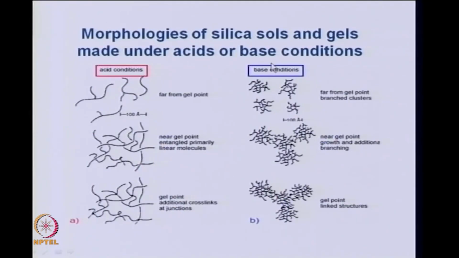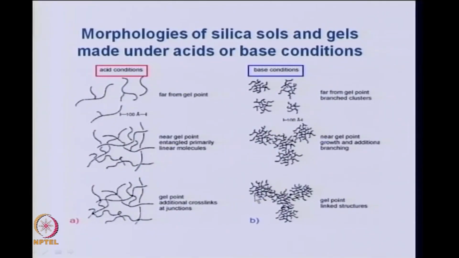Now, if you look under basic conditions and you are very far from the gel point, then you see this kind of branched cluster kind of things. However, when you are close to the gel point, then you will see a lot of growth and additions and a lot of branching of course. Whereas, if you are at the gel point, you get a nearly connected structure, however, with a lot of branching, but the whole thing gets interconnected when you are at the gel point. This is in the basic conditions.